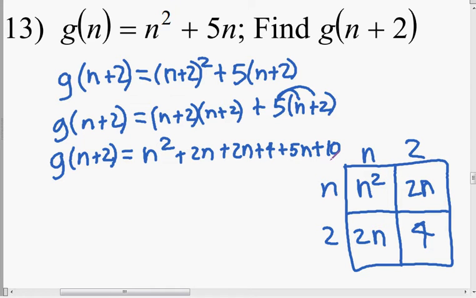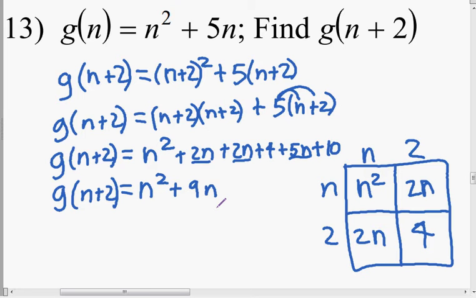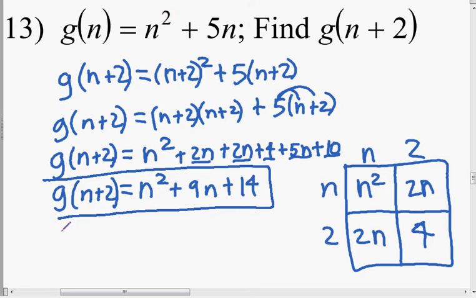I combine my like terms now. Equals only one n squared. I have 2n plus 2n plus 5n. 4n plus 5n is 9n. I say plus 9n. And then I have plus 4 plus 10. That is plus 14. After I get rid of the parentheses, I combine like terms. I have my standard form, n squared plus 9n plus 14.